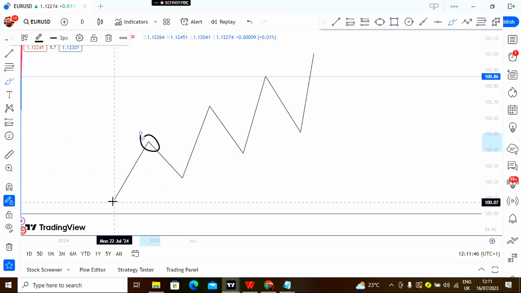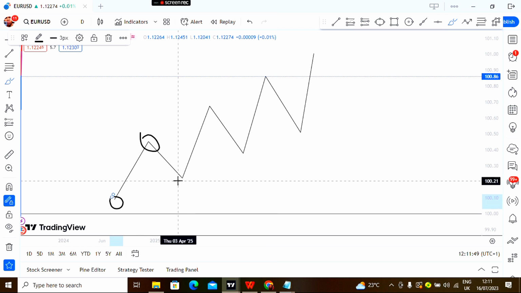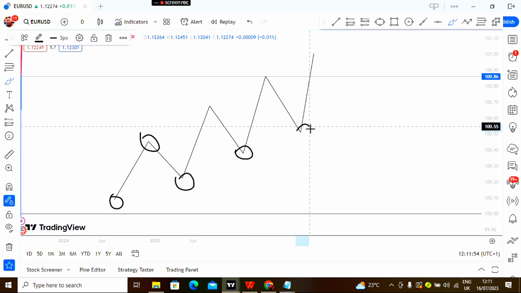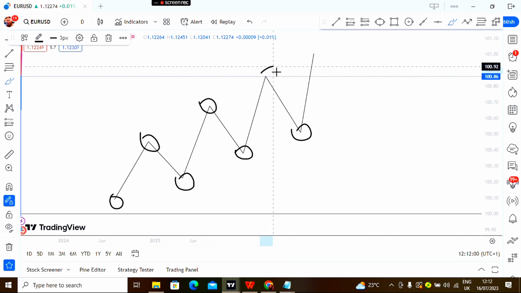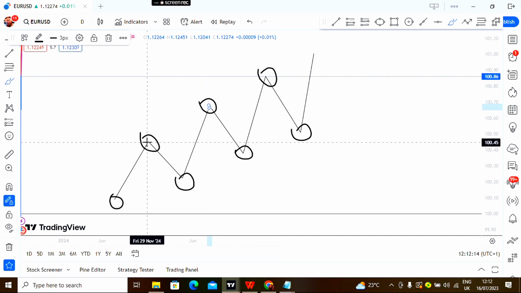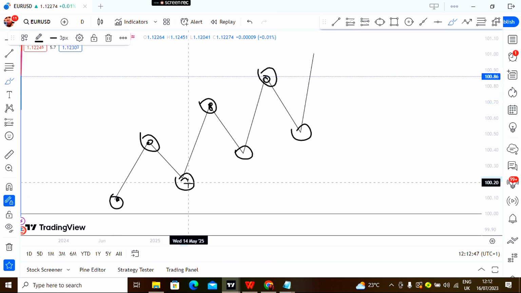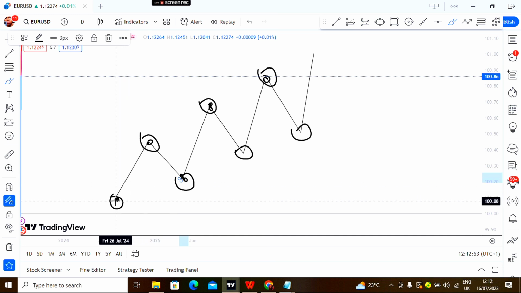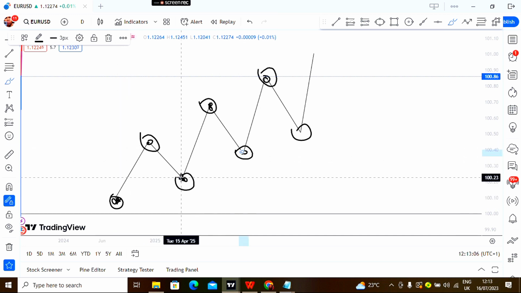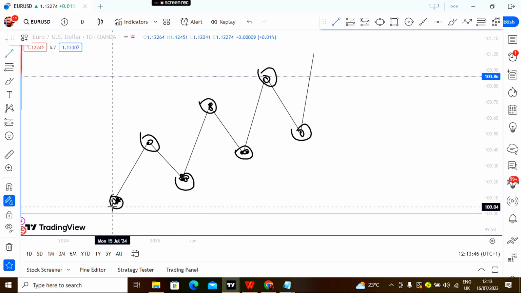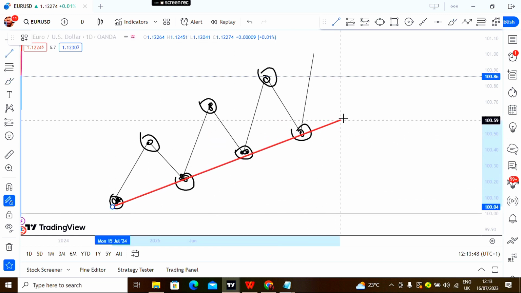This is a swing and this is a swing. Hence, this is a swing low and this is another swing low. This is another swing low and this is another swing low. Do you understand this concept? And this is a swing high and this is a swing high. But remember, if you notice, this swing high is higher than this swing high. This swing high is higher than this swing high. Do you understand now? As for the lows, this swing low is higher than this swing low. This swing low is higher than this swing low. This swing low is higher than this swing low. This is how you confirm an uptrend. By observing higher swing lows and higher swing highs, the uptrend starts from here and ends here.